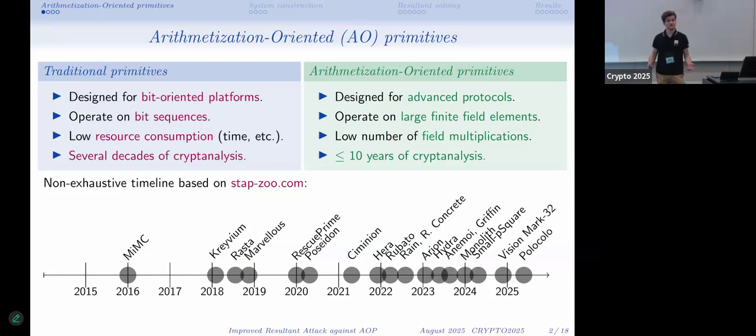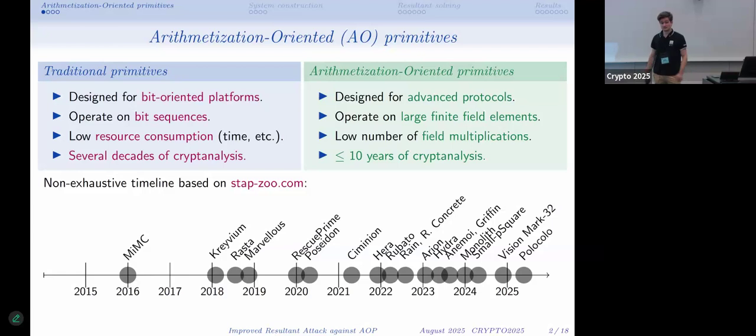arithmetization-oriented protocols. For example, if you take zero-knowledge proofs, it turns out that if you try to use typical Keccak and AES, you have pretty bad performance. So new primitives were designed to have better performance for these advanced protocols. In particular, these new protocols and hash functions operate over large finite fields rather than on bit sequences. And the goal here is to optimize the number of field multiplications rather than the gates.